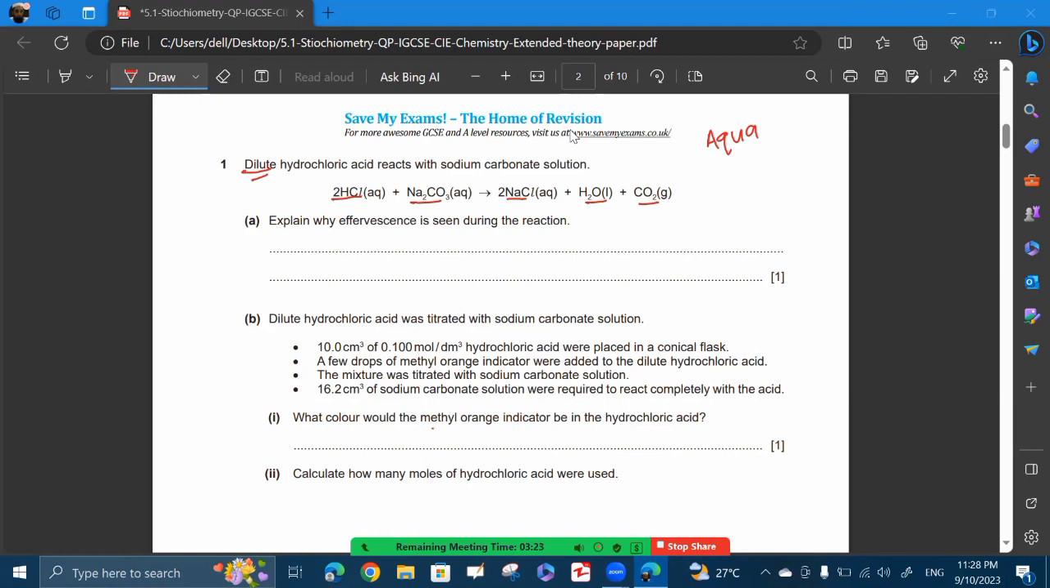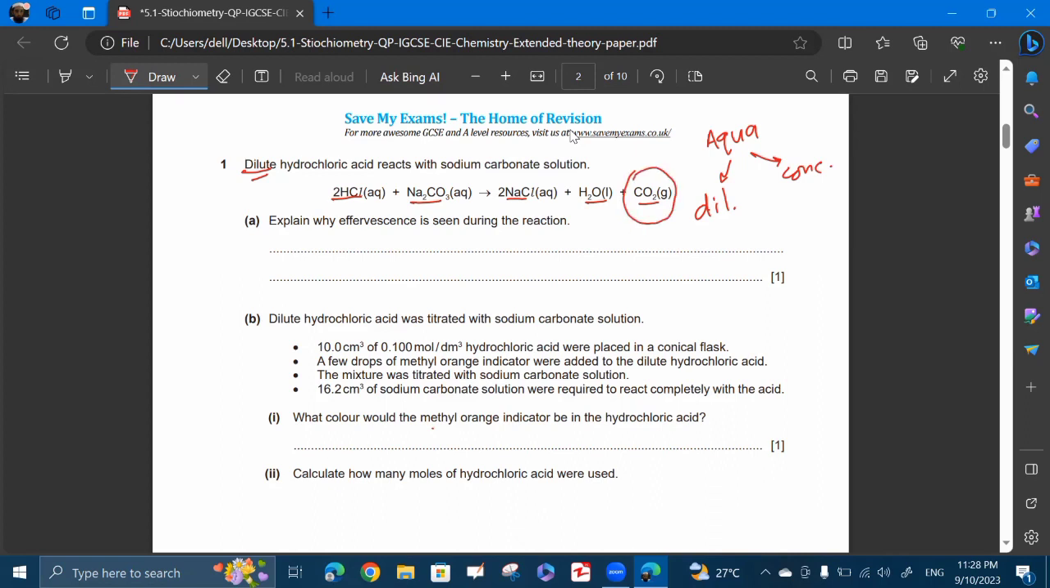Dilute means it contains more water. It can be dilute and it can be concentrated. The short form of concentrated is like this, and dilute is like this. Explain why effervescence is seen during the reaction. Effervescence means something which is released.